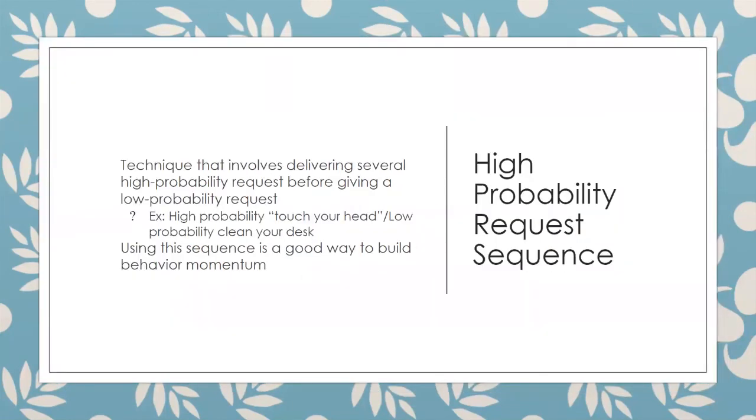A high probability request sequence is a technique that involves delivering several high probability requests before giving a low probability request. For example, the high probability request would be touch your head, which is an easy task for the person. Then the low probability request would be to clean their desk, if that is aversive for them. Touching your head would be easier and have a higher probability of being done than cleaning your desk for some students. Using this sequence is a good way to build behavioral momentum.